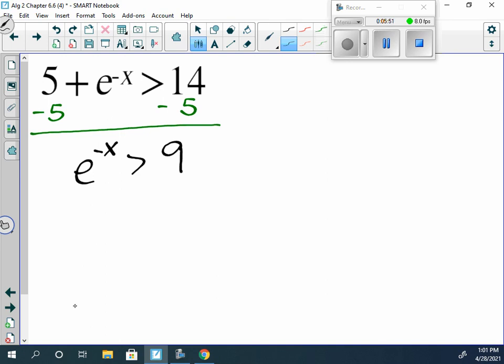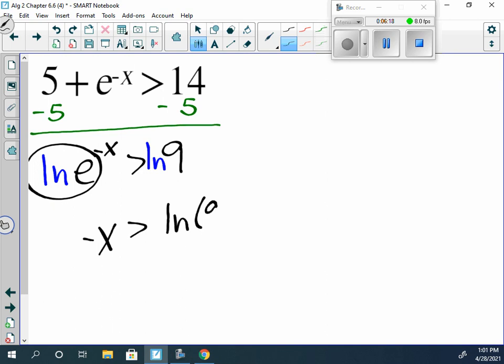And if we subtract 5 from both sides, we get e to the negative x is greater than 9. Then we can apply the natural log to both sides. This ln of e will simplify to 1, leaving us with negative x is greater than the natural log of 9.